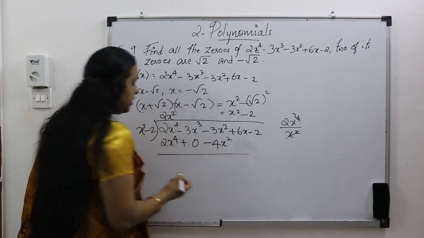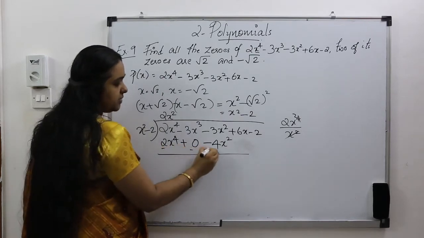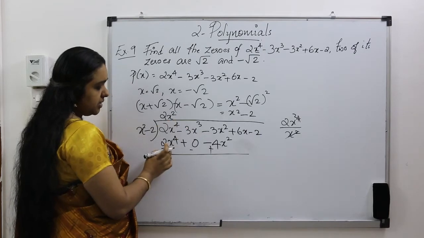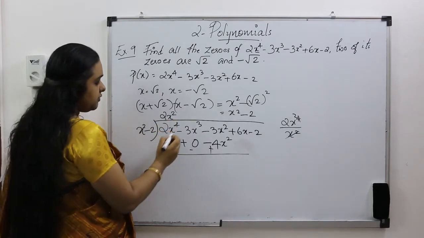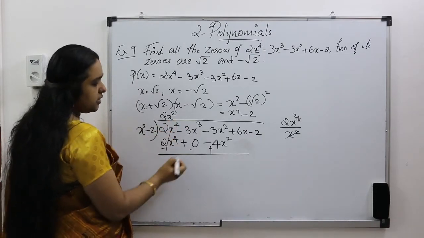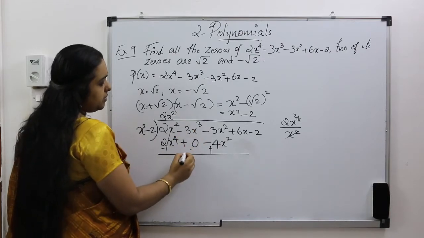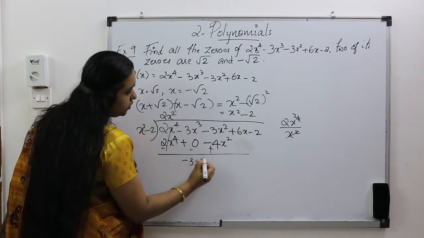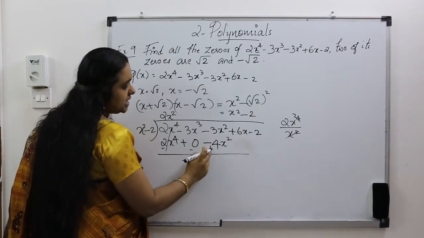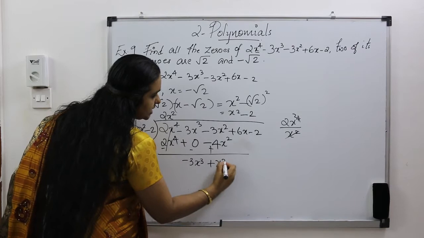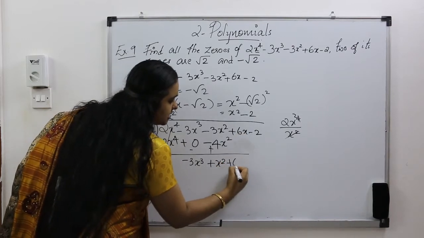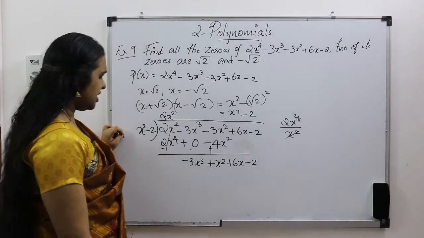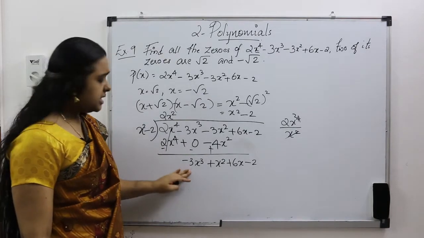Then what will we do? We will subtract, isn't it? We will subtract these terms from the terms above. 2x raised to 4 minus 2x raised to 4 is 0. Minus 3x cube plus 0 is minus 3x cube. Minus 3x square plus 4x square is plus x square. Then we will bring the remaining terms down. Our normal division process, that's all. Then this is our new dividend.